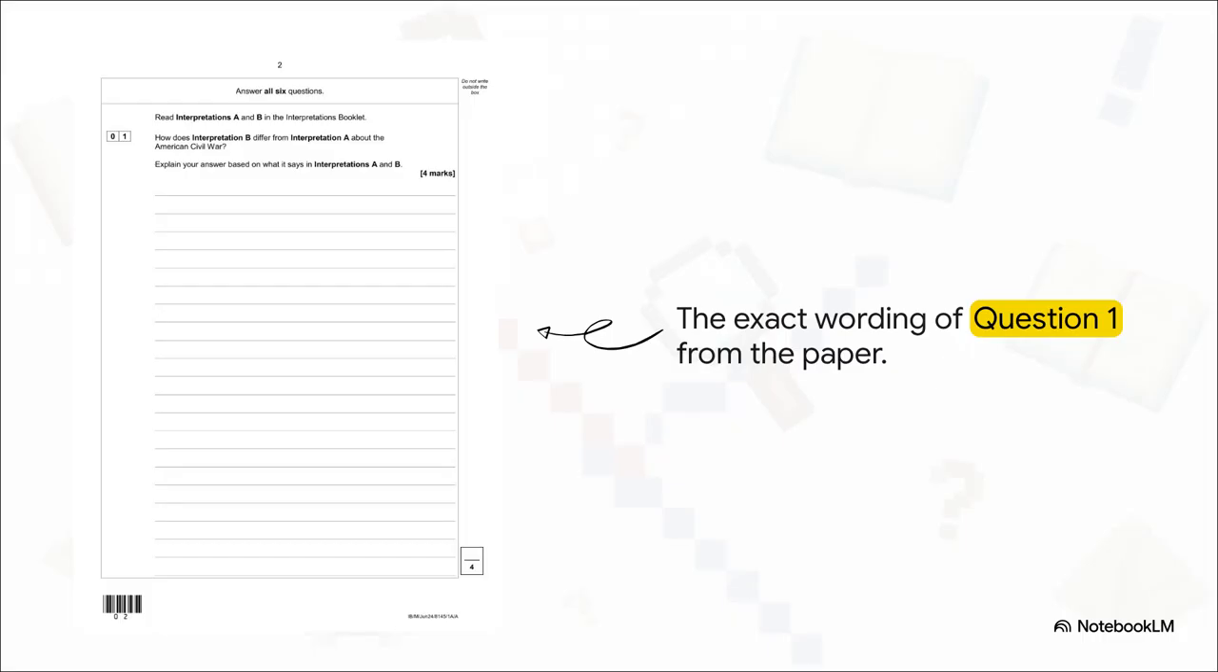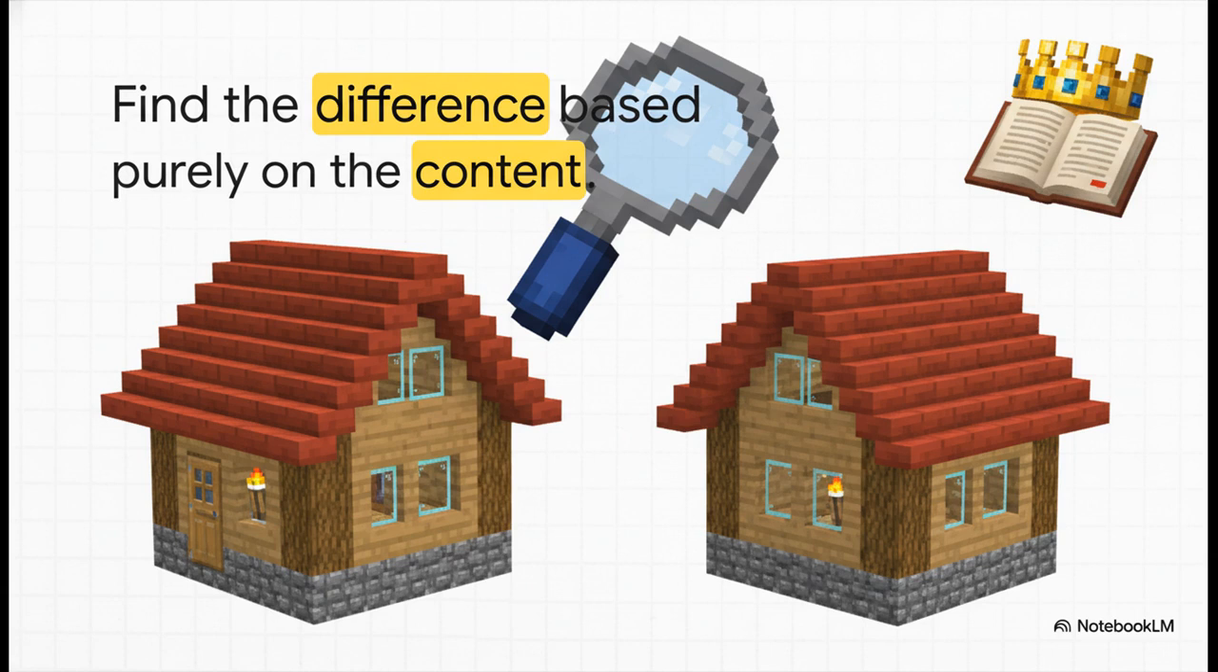So, here's how the challenge actually appears on your paper. It asks, how does Interpretation B differ from Interpretation A about the American Civil War? And there's a really key instruction right beneath that. You need to explain your answer based only on what it says in Interpretations A and B. The mechanics here are super simple. The examiner literally just wants you to find the difference based purely on the content. Think of it like a game of spot the difference, but you're strictly using the ideas and claims right there in front of you. Don't bring in outside knowledge for this one.